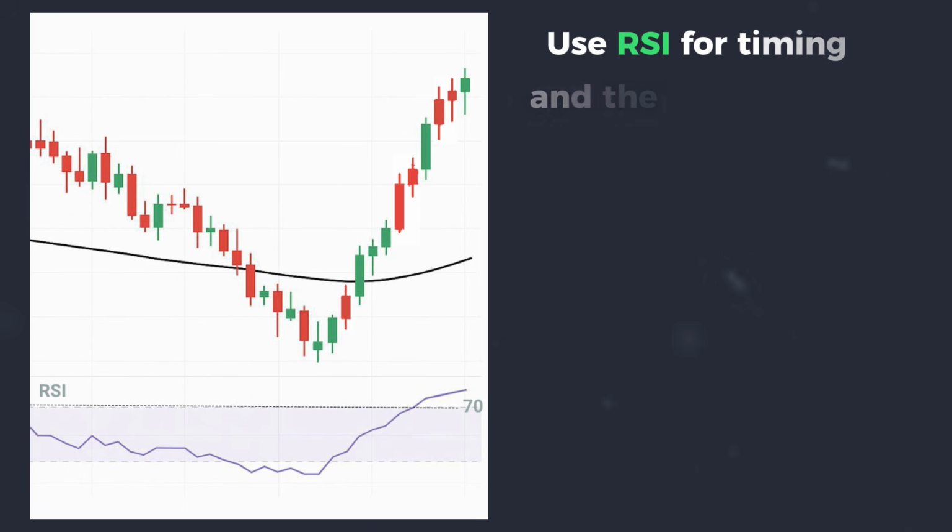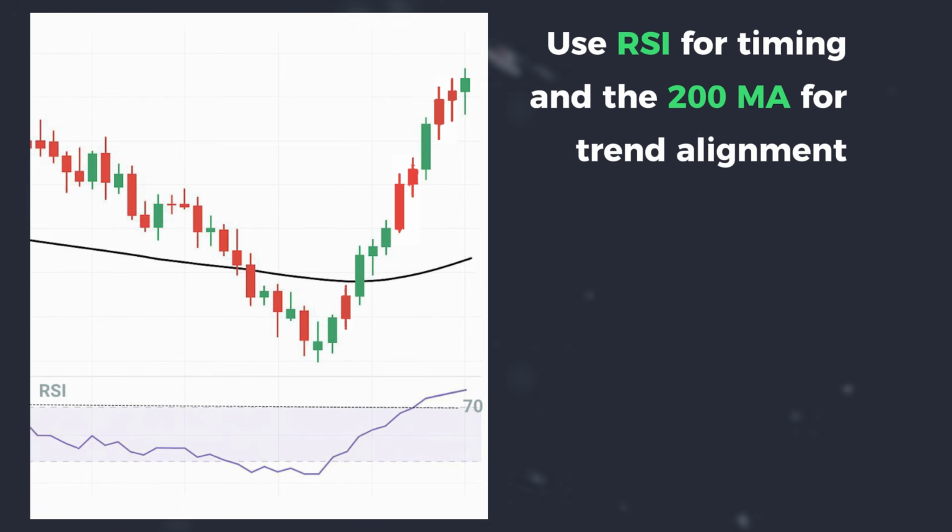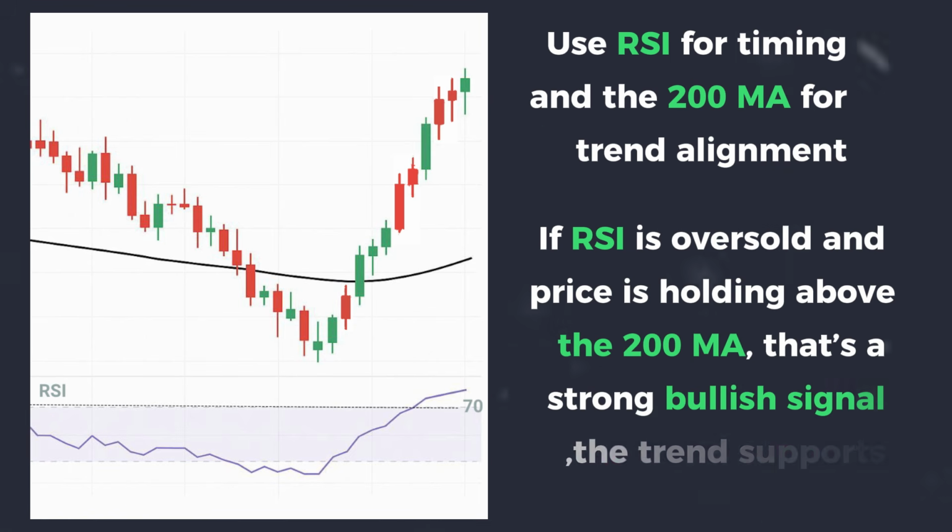Usage tip: use RSI for timing and the 200 MA for trend alignment. If RSI is oversold and price is holding above the 200 MA, that's a strong bullish signal. The trend supports the buy.